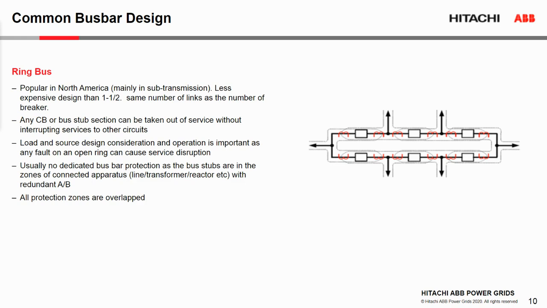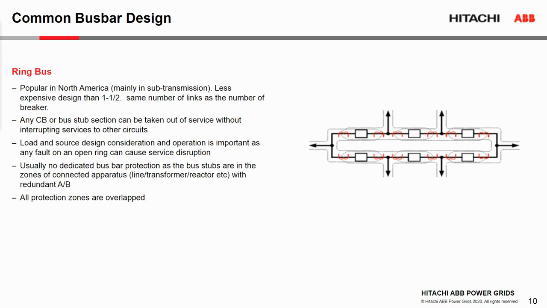However, care needs to be paid: load and source design considerations and operation are equally important. When you take one breaker, for example, out of service, you need to make sure that you have a correct, balanced source and load ratio, so that when a second fault hits, you wouldn't lose the load. In other words, it's good to have source and load adjacent to each other, instead of source on each side. You would like to have source and load adjacent to each bay, instead of all load on one side and source on the other.